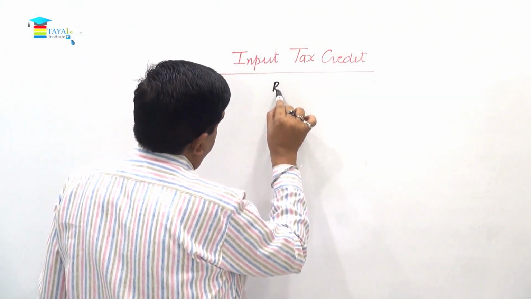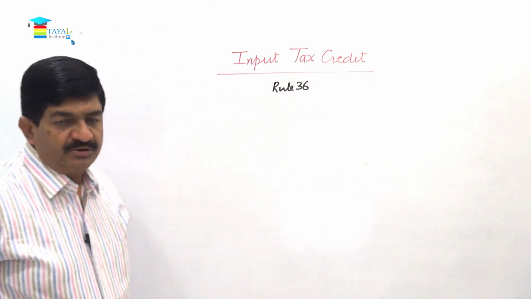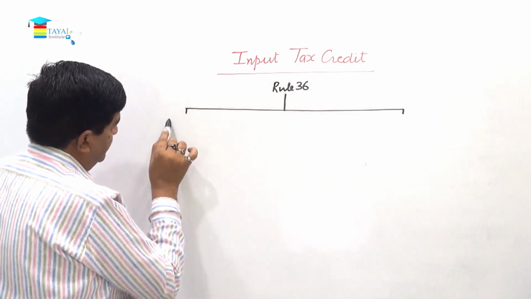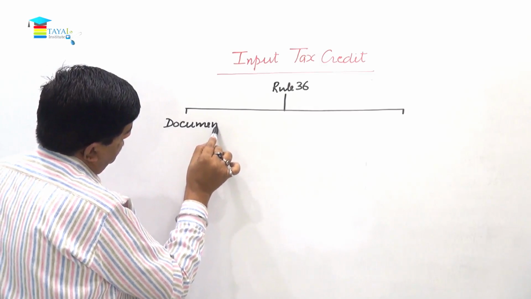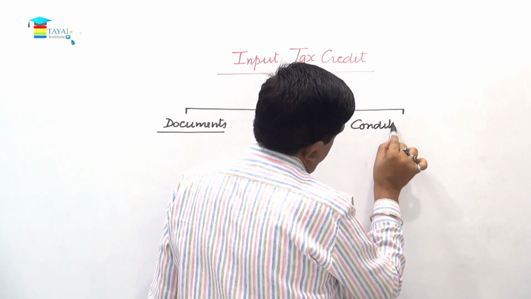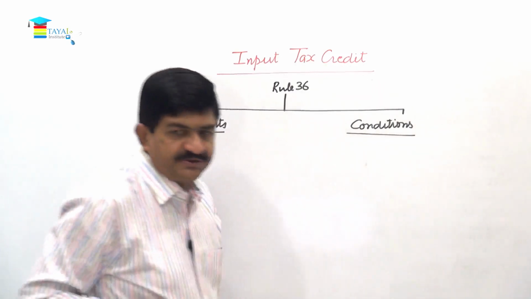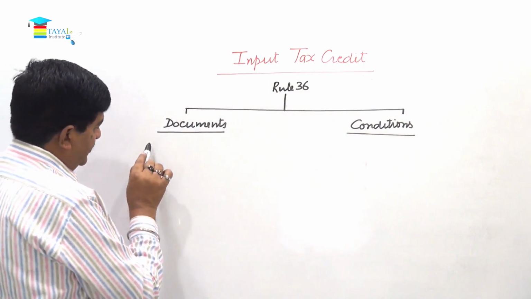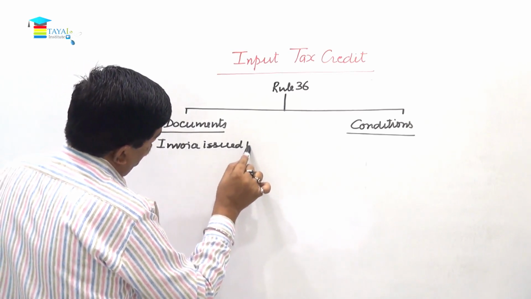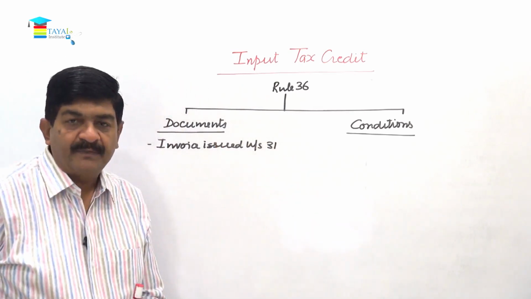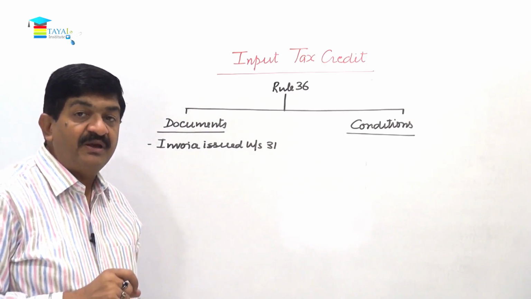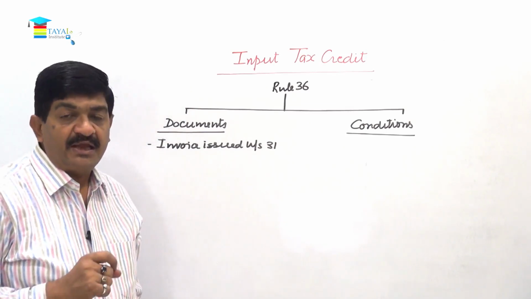Rule 36. Now this rule 36 I can divide in two parts. Here we have documents and here we have conditions. The documents on the basis of which credit can be taken, this is invoice issued under section 31. Now this invoice may be issued by supplier in case of forward charge, or this can be issued by the recipient in case of reverse charge, but there has to be an invoice.